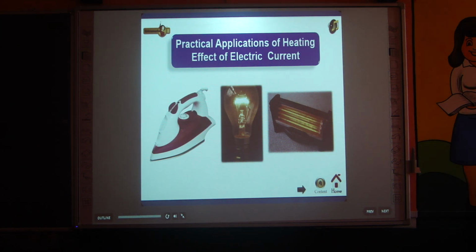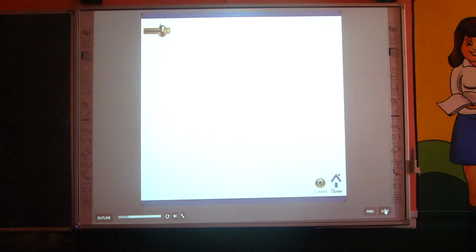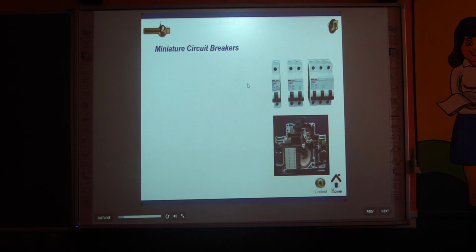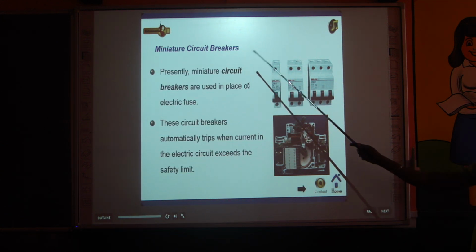Okay, and the next one. What are miniature circuit breakers? We know about the fuse. What is the use of a fuse? In an electrical circuit, we use a fuse, isn't it? Actually, a fuse is a safety device. When the current flow exceeds the limit, the fuse melts and stops the flow of current.